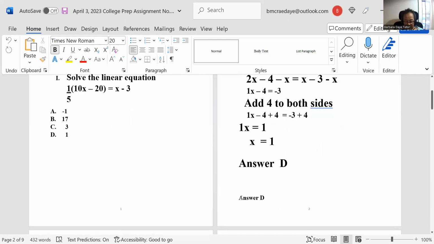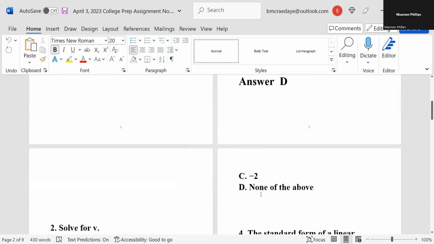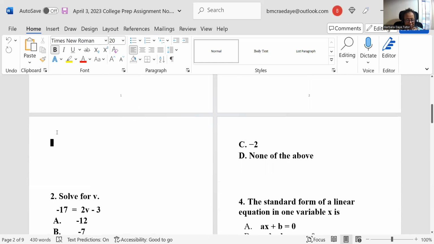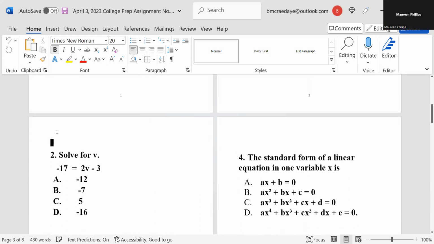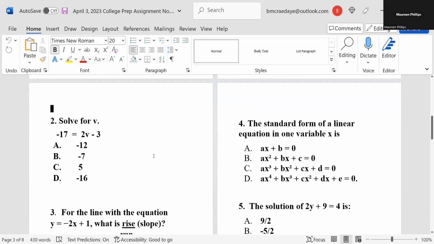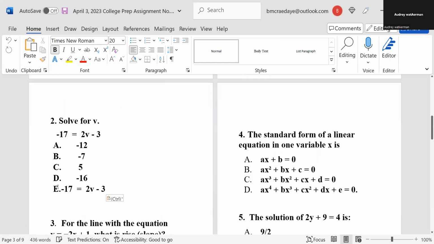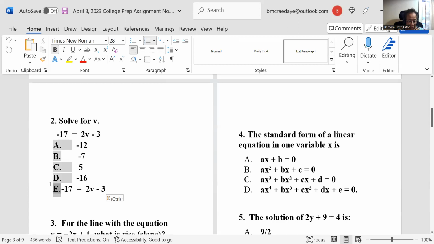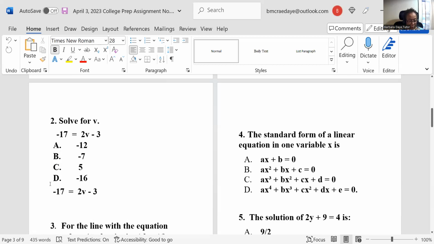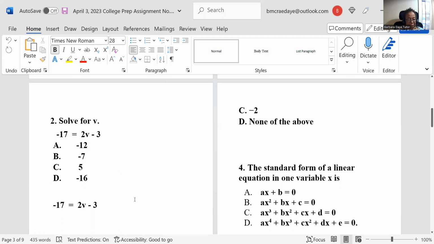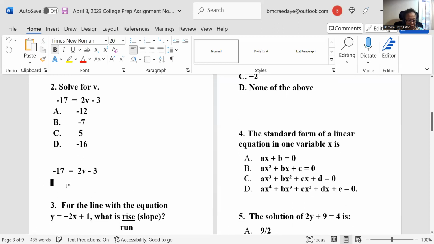Okay, let me just take that out. Let's do, Audrey, you're going to try number 2. Solving for V. Let me just copy this here, and then you just tell me what to do. -17 equals 2V minus 3. And take out that E because it did the renumbering and I didn't want that to happen. Okay, Audrey, what would you do first?